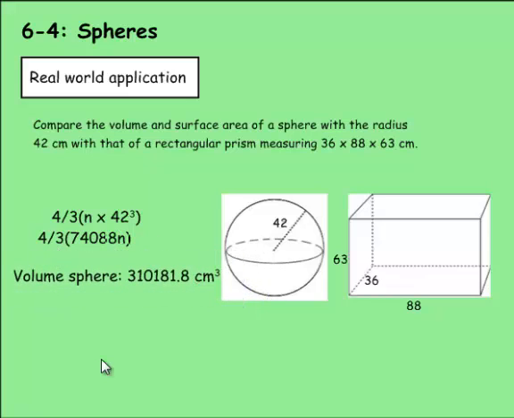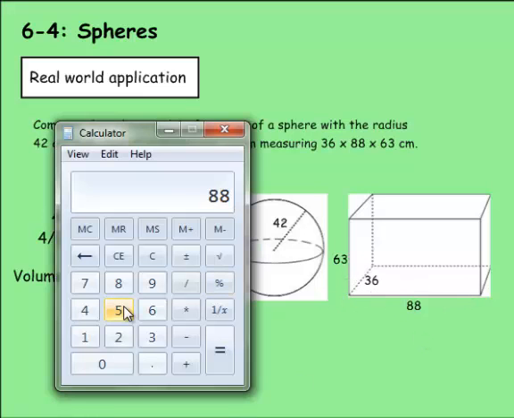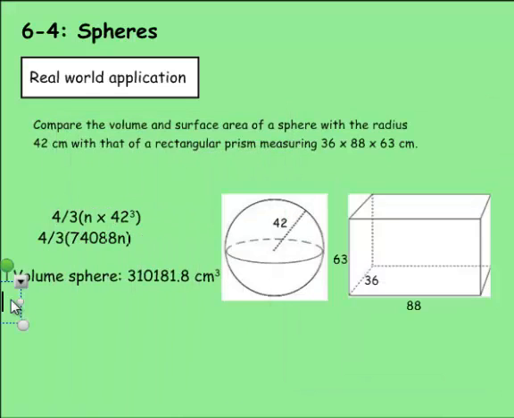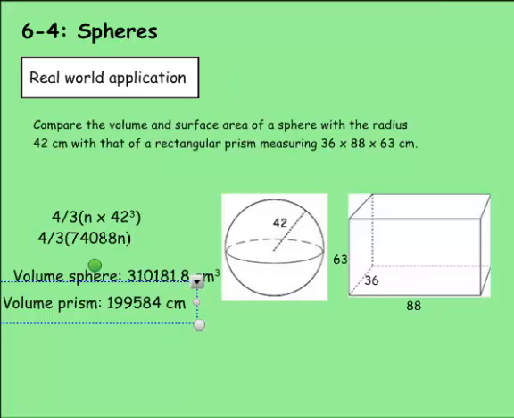So let's compare that to the volume of the prism. We know the volume of the prism is the base times the height. So 88 times 36, that's the area of the base times the height of 63, so 199,584. Volume of the prism, 199,584 centimeters cubed as well.